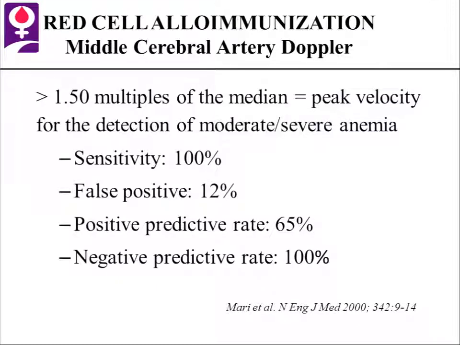In a subsequent paper published in 2000, New England Journal of Medicine, he determined that if the velocity was more than 1.5 times the multiples of the median, which corrects for gestational age, he had a sensitivity of 100% with a false positive rate of 12% of detecting an anemic fetus. And this changed the whole world of perinatology from serial amnios to using Doppler studies to determine the anemic fetus.